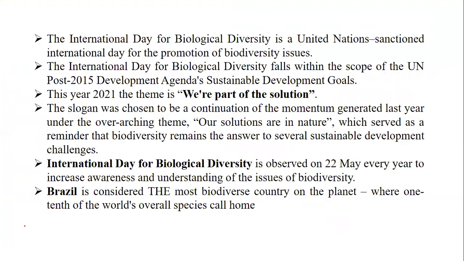The International Day for Biological Diversity was sanctioned for the promotion of biodiversity issues, basically developing the Sustainable Development Goal agenda. The theme for 2021 was "We are a part of the solution," whereas the slogan was that solutions are in nature. Hence this day is observed on 22nd May as Biological Diversity Day, to increase awareness and understanding of the issues of biodiversity. Brazil is one of the most biodiverse places on the planet, where one-tenth of the world's species call it home.